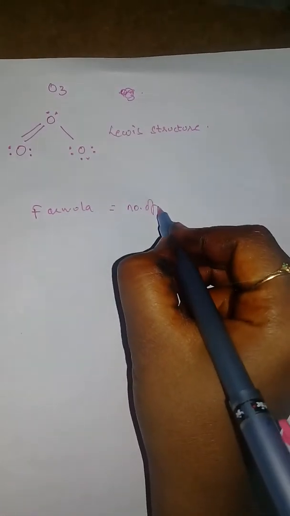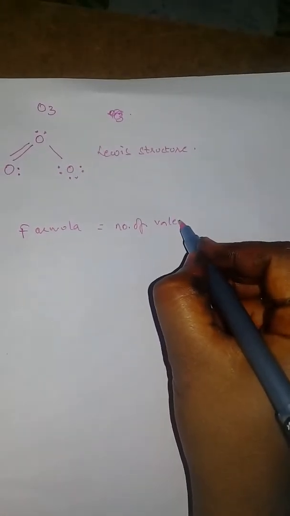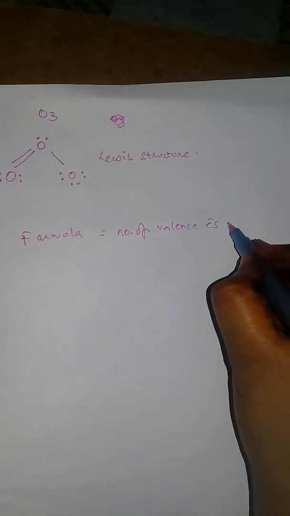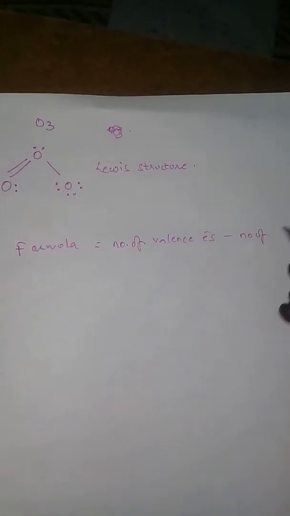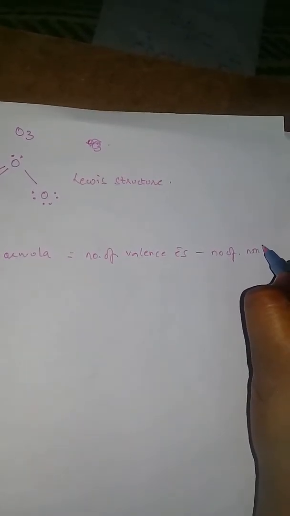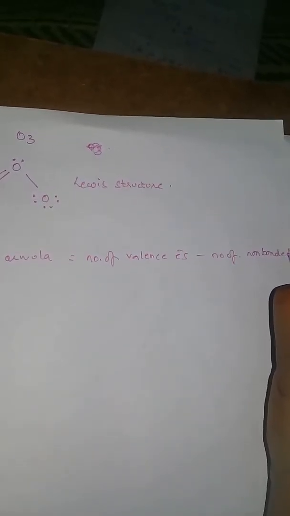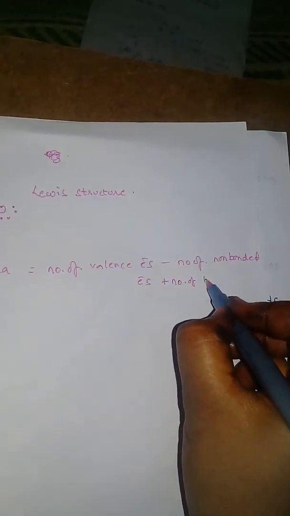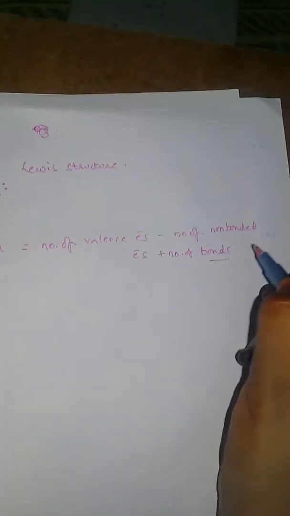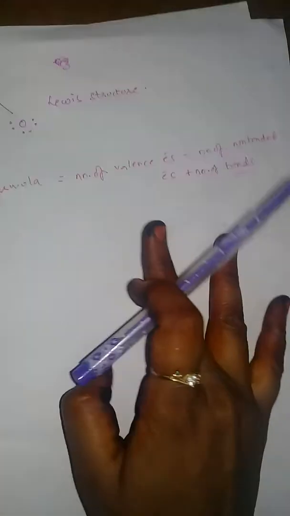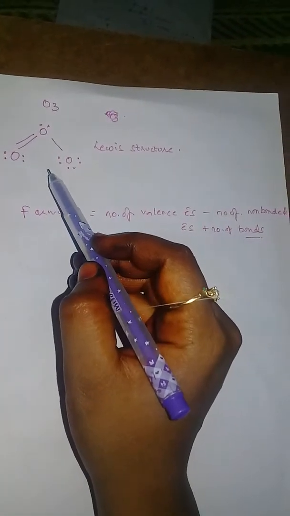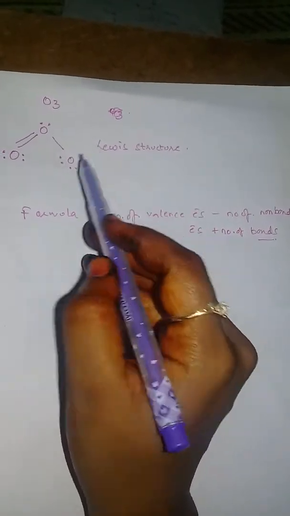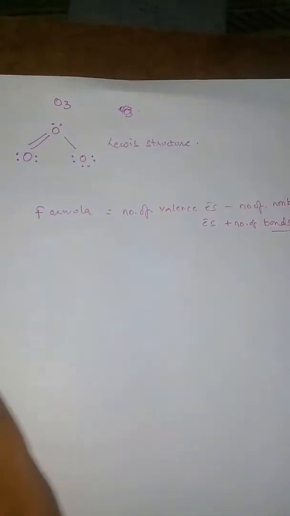Number of valence electrons minus number of non-bonded electrons plus number of bonds. This is the formula to calculate formal charge. And now we are going to calculate formal charge for the O3 molecule.